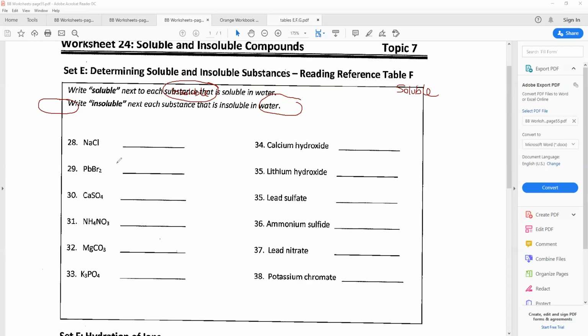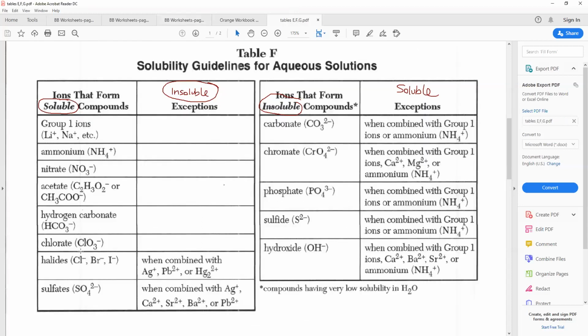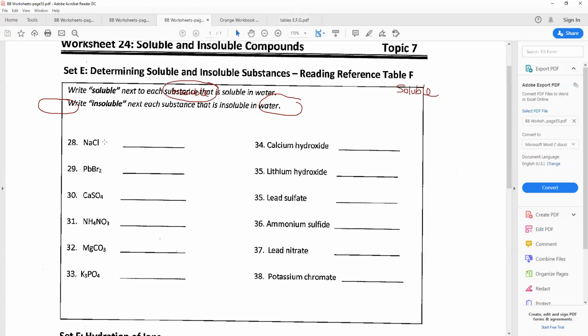So this is soluble, this is insoluble. Calcium sulfate. So let's go back to calcium sulfate, to table F. Sulfate, I see that it's over here. And it's usually what? Soluble. But when it's combined with calcium, it becomes the opposite, insoluble. So therefore, calcium sulfate is going to be insoluble.